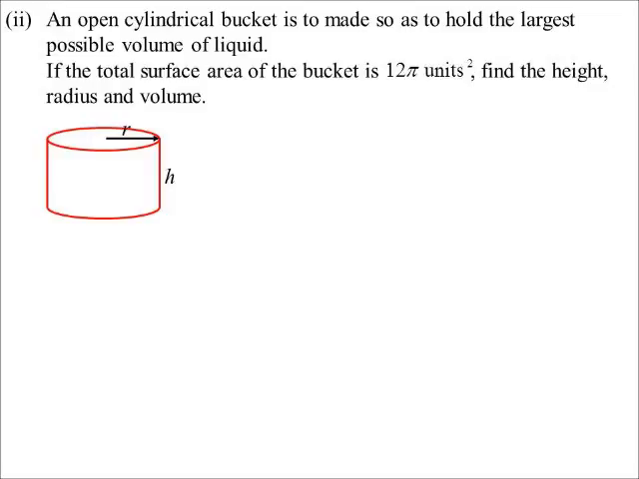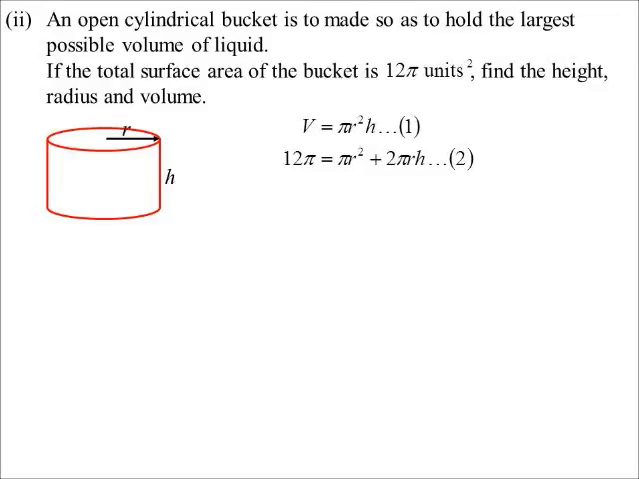Okay, there's our bucket. Radius r, height h. We know the volume of our bucket will be πr²h. Pi, of course, is a constant. Again, I've got two variables there, r and h. I want to get rid of one, so there must be more information. And it's our surface area. Surface area of a cylinder or a bucket is, who remembers? It's just 1πr² plus 2πrh.